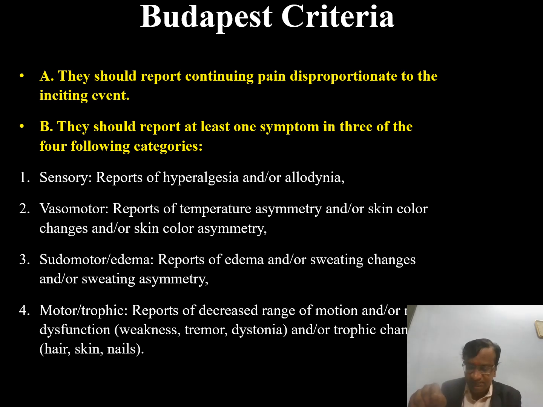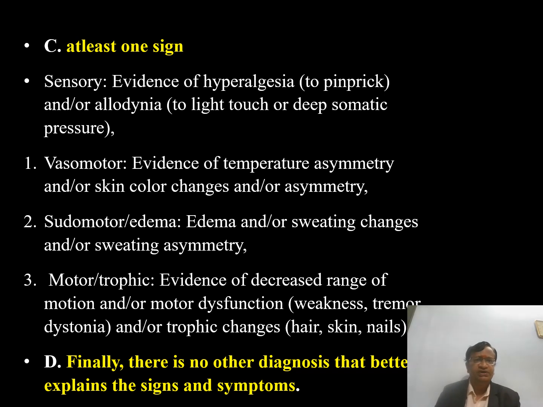What is the specialty of pain? It is about orthostatic, nocturnal, deep. At least one sign may be there. Vasomotor means temperature is a problem. Edema. Motor means decreased range of movements. It may come down from 4/5 to 3/5. Last but not the least, there should not be other diagnosis.